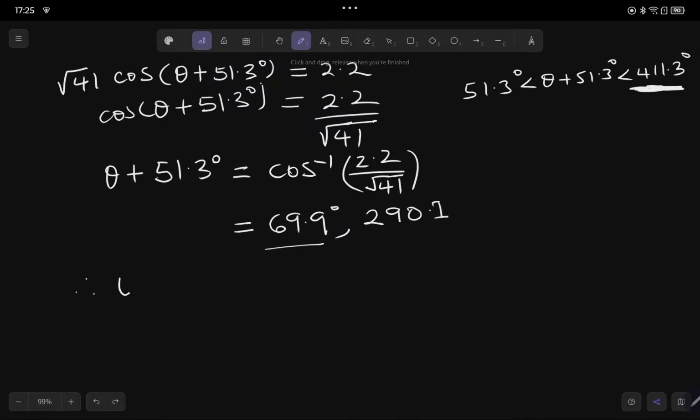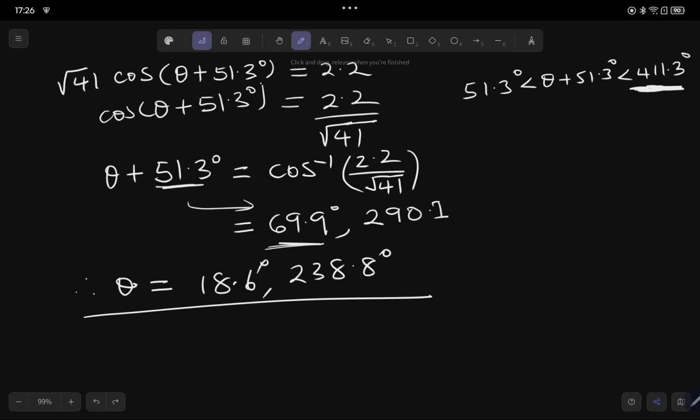So therefore, the theta they're asking us to find, we shall be saying this angle take away 51.3 as it goes to the right hand side. So we shall get 18.6 degrees and 238.8 degrees. Got by subtracting 51.3 from 69.9, you get 18.6. 290.1 degrees take away 51.3, you get 238.8 degrees. That was question number 1.